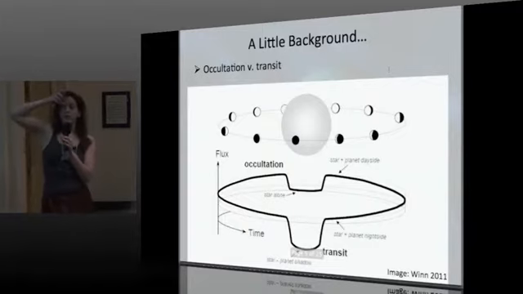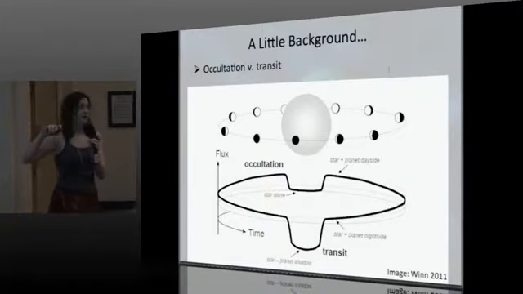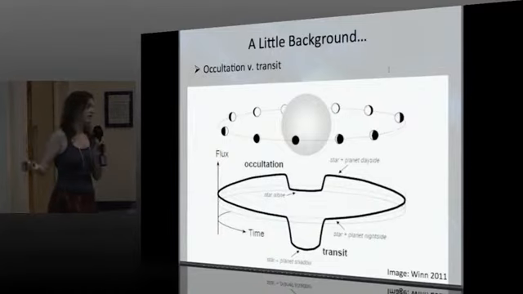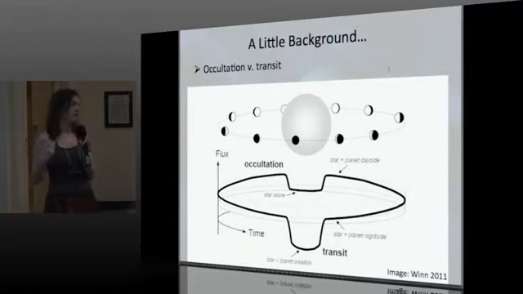And just in terms of vocabulary, you'll hear transit and occultation. A transit is what happens when a planet passes in front of a star, and the occultation is the same thing, but when the planet passes behind the star. So it means the same thing. It means you're blocking out light. It's just whether it's in front of or behind the star.